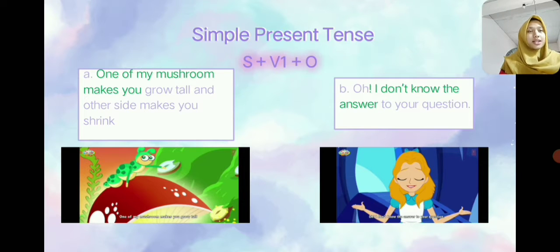Caterpillar said this sentence to Alice. It is the present tense because that story happens at that time in the present. The verb 1 added es because the subject is caterpillar, which is similar to it, singular. Number 2. Oh, I do know the answer to your question. I is subject, do know is verb 1, the answer is object. The situation tells that Alice doesn't know the answer and happens in the present when the man speaks.